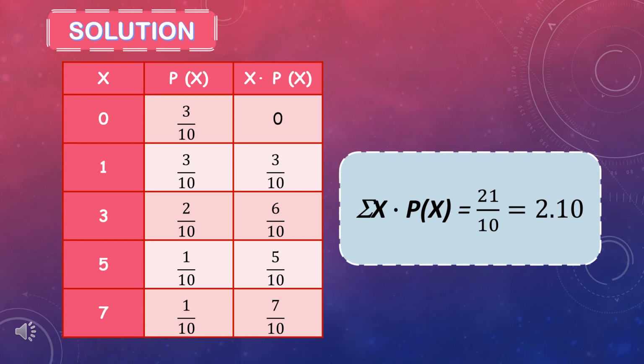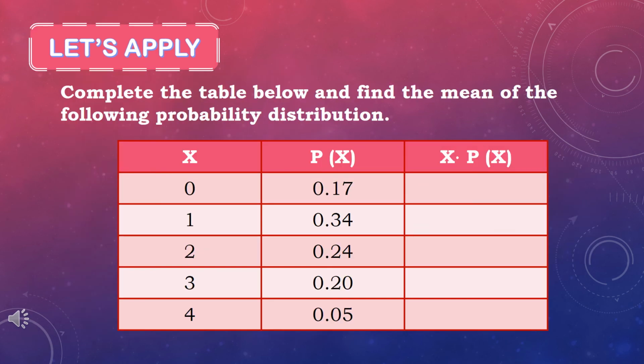How? So, kunin lang natin ulit yung denominator, which is 10. 3 plus 6 is 9. 9 plus 5 is 14. And 14 plus 7 equals 21. So, divide 21 over 10 equals 2.10. You can also try it on your own.